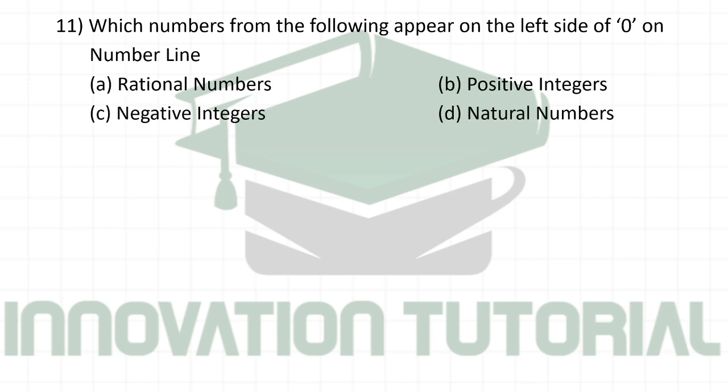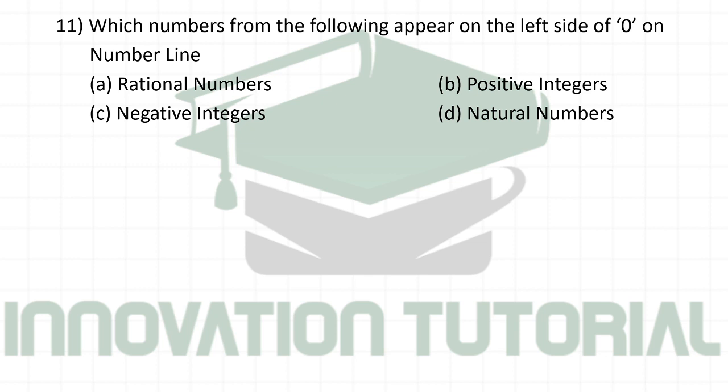So our 11th question: which numbers from the following appear on the left hand side of 0 on the number line? On a number line, which number appears on the left hand side of 0? Is it rational numbers? Is it positive integers? Is it negative integers or natural numbers? Which of the numbers appear on the left hand side of 0 on the number line? Rational numbers, positive integers, negative integers or natural numbers? So tell me the answer to this question. What should be the answer for it?